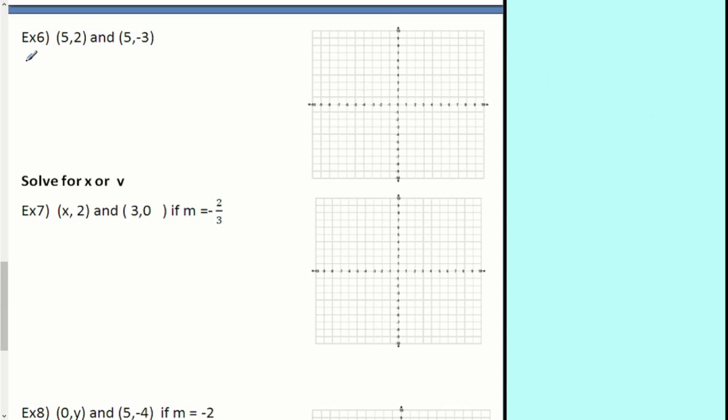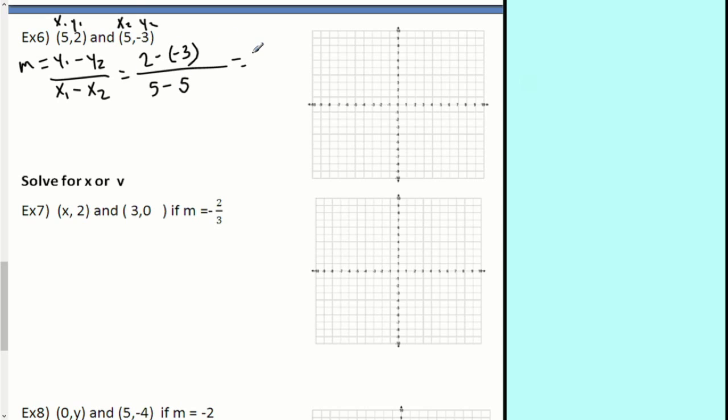So first things first, write your equation. Slope equals y1 minus y2 over x1 minus x2. Label your points: x1, y1, x2, y2. Plug them in. This is going to be 2 minus a negative 3 over 5 minus 5. Well, 2 minus a negative 3 is 5, and 5 minus 5 is 0.